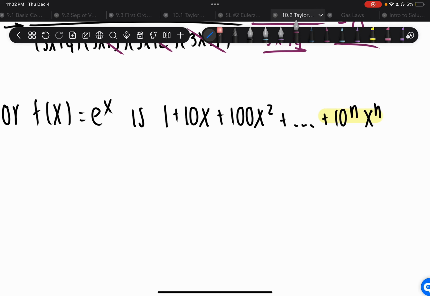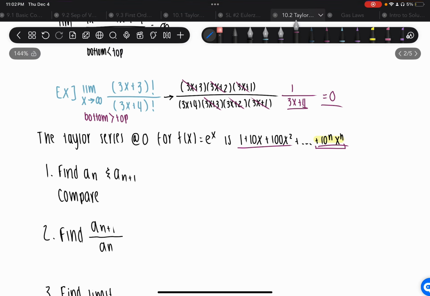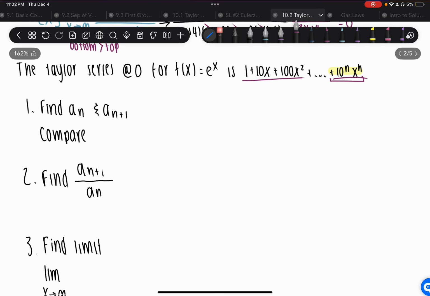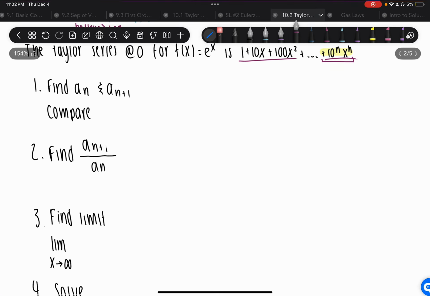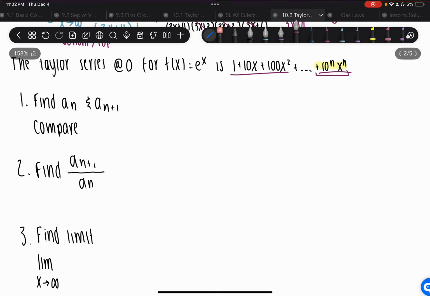All of this is simplified into this. This is the pattern for how we get all of this. 1 plus 10x plus 100x squared and so on is just from this formula over here. Okay, so let's solve this. To do so, there are 4 simple steps. The first step is to find a of n and a of n plus 1.